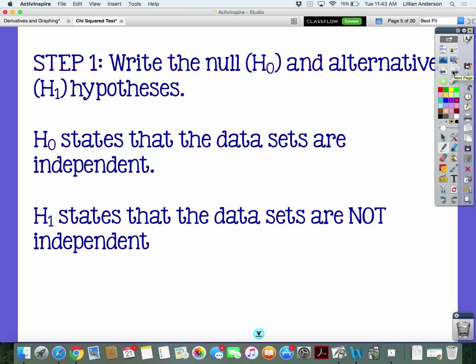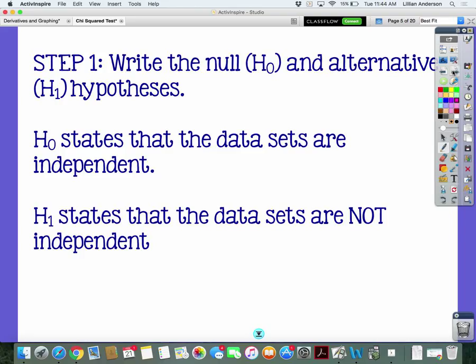The first step is an easy step. You write the null and alternative hypotheses. The null can be written with the symbol H sub 0, and the alternative H sub 1. So if the question says write H sub 0, you need to recognize that it means write the null hypothesis, and H sub 1 means write the alternative hypothesis. H sub 0 states that the data sets are independent, and H sub 1 states that the data sets are not independent. These are 2 easy points to get, because all you have to say is whatever is independent of whatever, and then whatever is not independent of whatever.